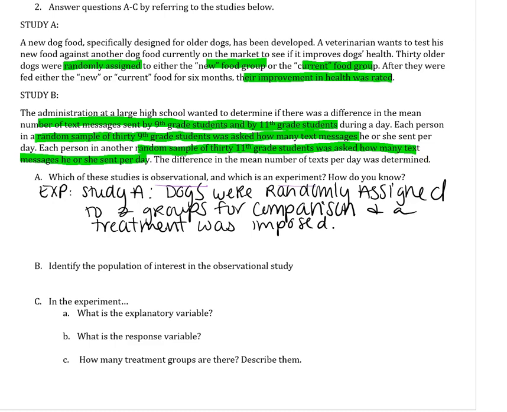Now, while there were 2 groups that were created here for comparison, they were 2 randomly selected groups and nothing was done to them. Okay, you weren't imposing any sort of treatment on them that would cause them to send more or less text messages. You were simply just measuring how many texts each group sent. So that's why this is an observational study. Students were only observed or surveyed, and no treatment was imposed.